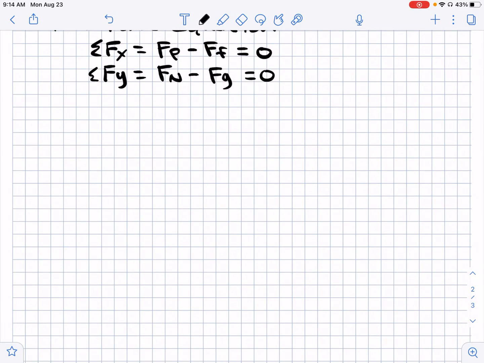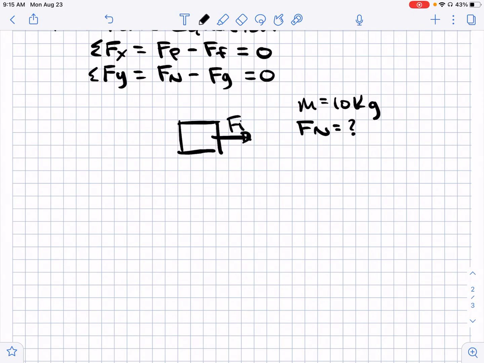So we'll look at one example together. Let's say I have this object here, and it's sitting on the floor, and it has a mass of 10 kilograms. And I want to solve for the normal force. Let's say that we're pushing this object with an 800 Newton force. So that push force is equal to 800 newtons. Let's say that the friction is equal to 500 newtons.